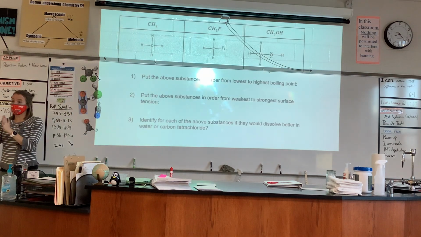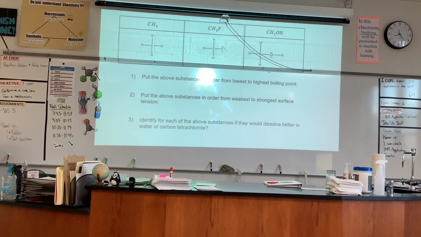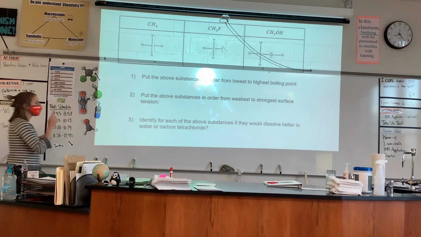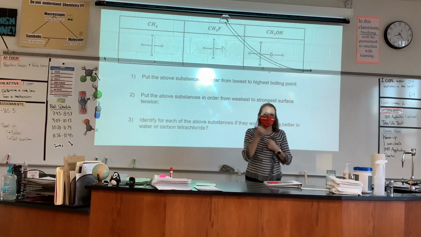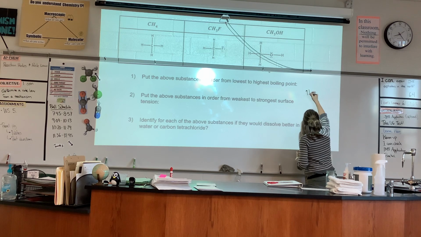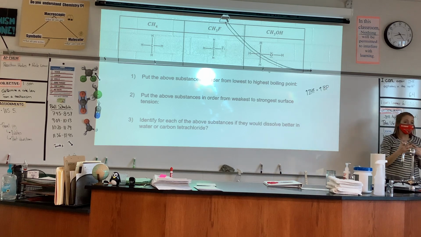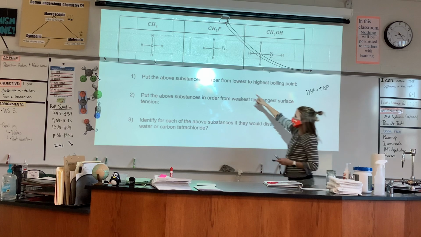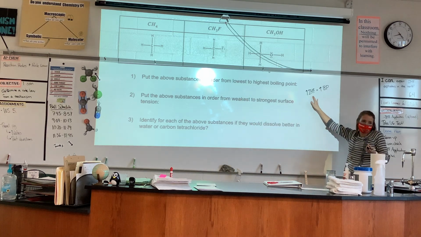Okay, let's try a practice problem that's similar to some things you might actually see on the test about this application side. Question number 1 says to put the substances in order from lowest to highest boiling point. So first off, let's review our connection. What was the connection between IMFs and boiling point? Something with high IMFs means what? High boiling point. Very good. Equals high boiling point. So indirectly, this question is saying put the substances in order from lowest to highest IMFs.